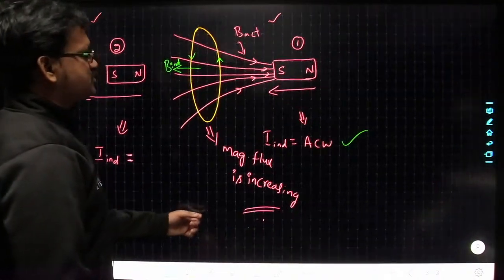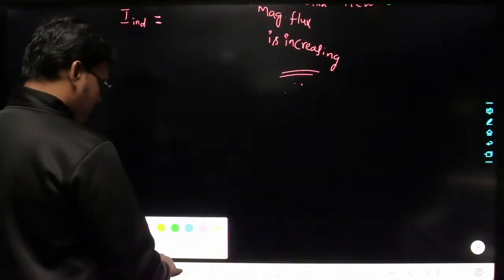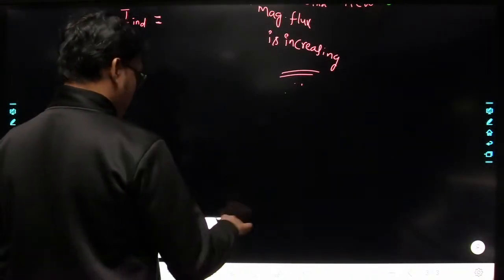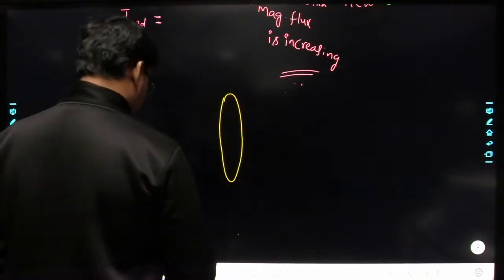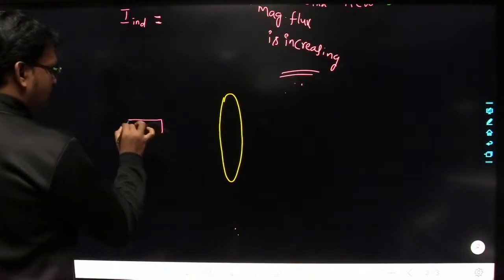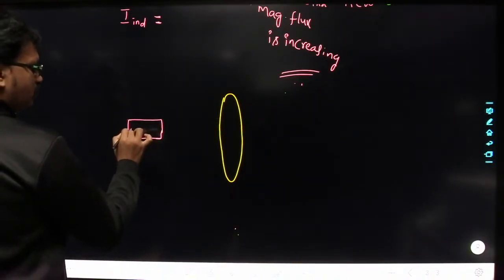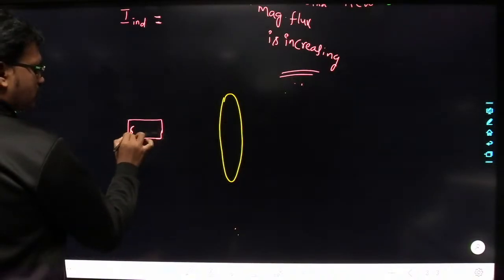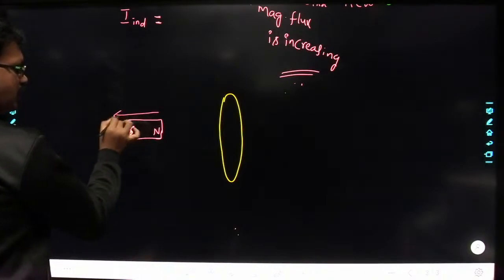Next, for the second case, I am drawing here separately. So this is the loop I have given. Now the magnet is moving away from the loop. Whenever it is moving away from the loop, here you are going to have south pole, and here you are going to have north pole.